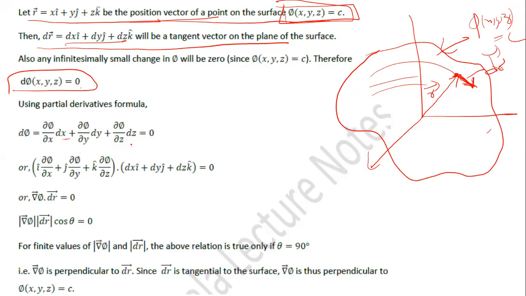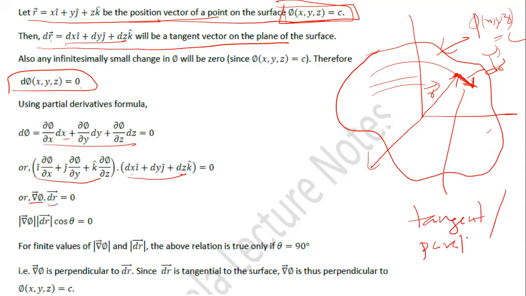So using the dot product rule, you can again separate out these two terms consisting of this and this. And the first term, as you see, it's a grad of phi, and the second term is dr. Dr is tangent to the surface, or dr is on the plane, or tangent or parallel to the surface. All right, like I discussed.